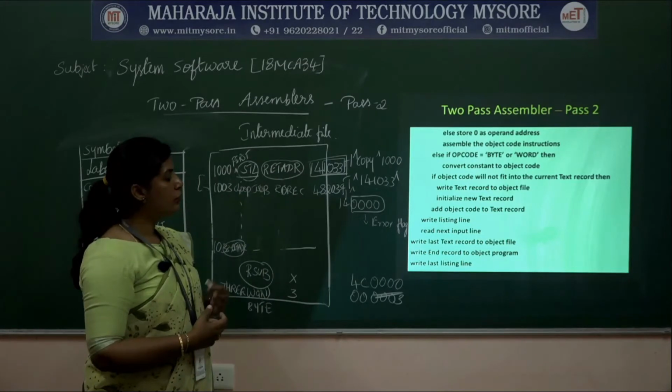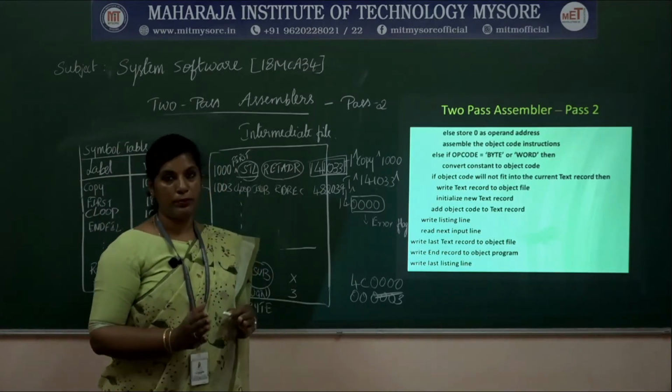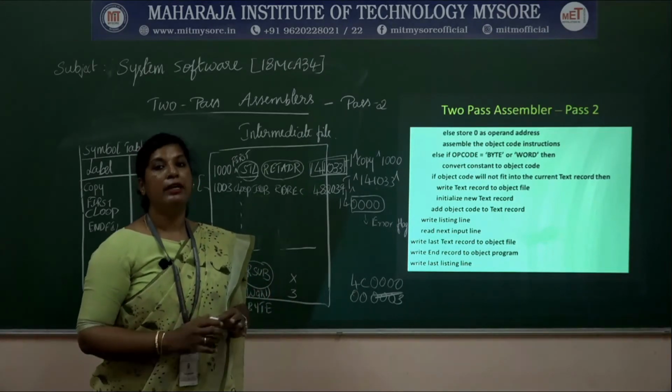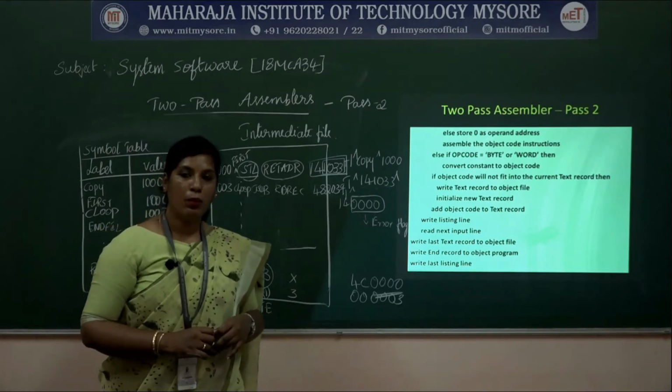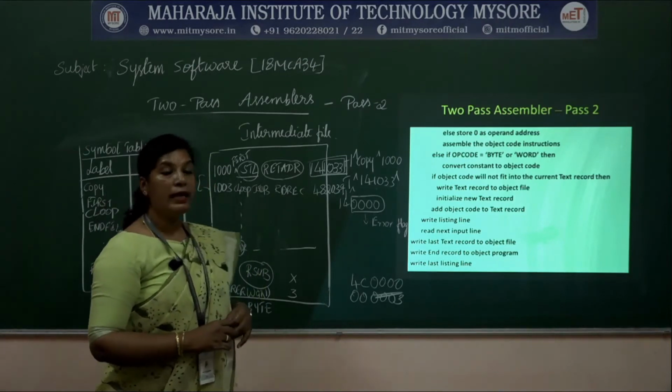Then it is going to write the last listing line to the object file. Then it completes the object file, which has different kinds of records: the header record, the text records, and the end record. So this is how the pass 2 assembler will work.